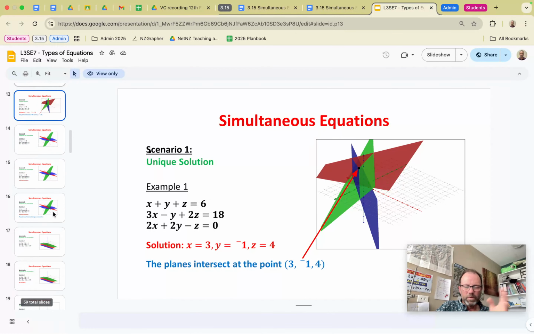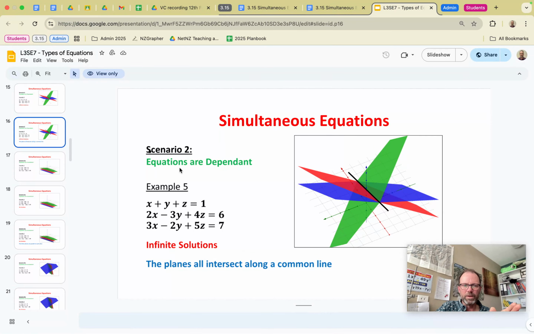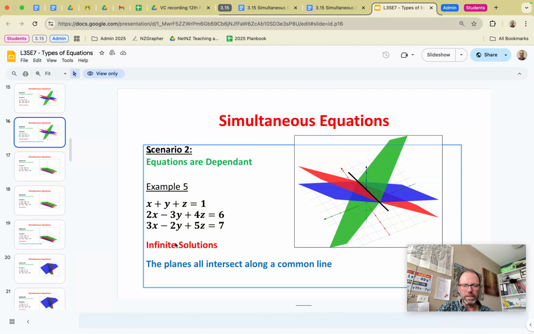Righty, so great PowerPoint this, flick through, then it goes on to the second scenario where equations are dependent. Now this is what we're going to cover in section 2.3. And this, by the way, ladies and gentlemen, is your E-level stuff, where you get an infinite number of solutions. You can't type it in there because it's view only. You get an infinite number of solutions, okay? So anywhere along here, the points will work for green, blue, and red equations.